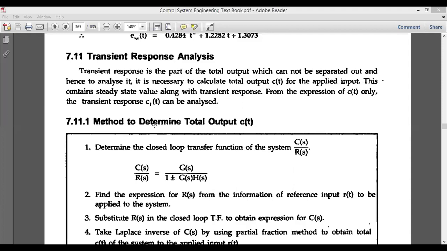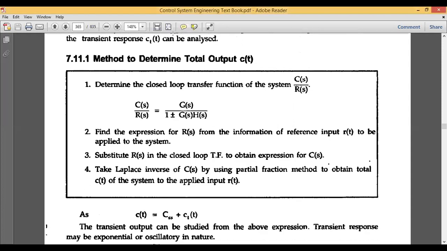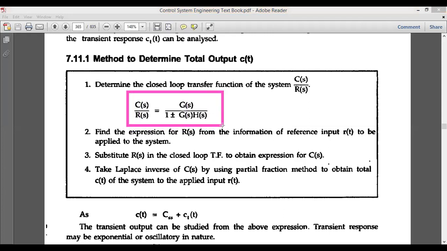Now let us go to the method which we can adopt to determine the total output. Let us first define the transfer function of the system, which is the Laplace transform of the output divided by the Laplace transform of the input. It is written in the form of C of s divided by R of s. The formula for that is G of s divided by 1 plus or minus G of s into H of s. This is the standard transfer function formula which we usually use while calculating the transfer function.